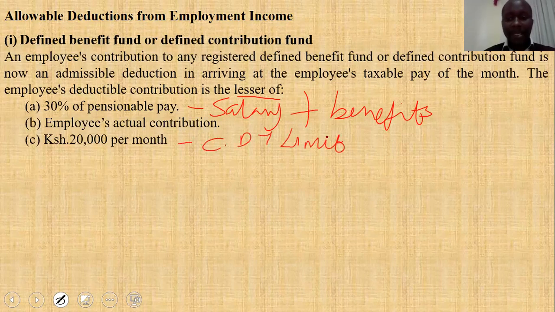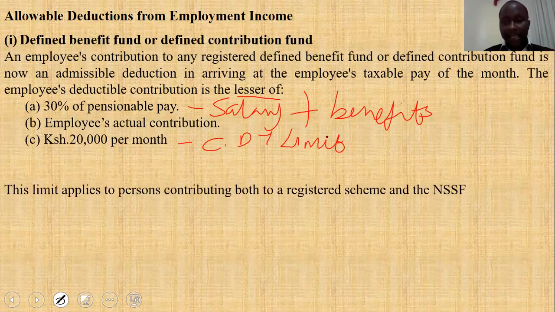What this simply means is the amount that is deducted cannot be allowed to exceed 20,000 shillings per month or 240,000 shillings per annum. So if the employee's actual contribution is in excess of 240,000 shillings per annum, we limit the amount that you are deducting to 240,000.